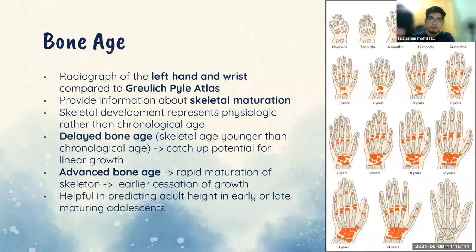Okay, so this is a little bit about the bone age. Bone age is taken by radiograph of the left hand and wrist and compared to the Greulich and Pyle atlas, as you can see in the picture. It is just to provide information about the skeletal maturation. So we can have either delayed bone age or advanced bone age. Delayed bone age means that the skeletal age is younger than the chronological age, so the child can have a catch-up potential for linear growth. But if the child has an advanced bone age, this means that the child is having rapid maturation of the skeleton that might lead to early cessation of growth.